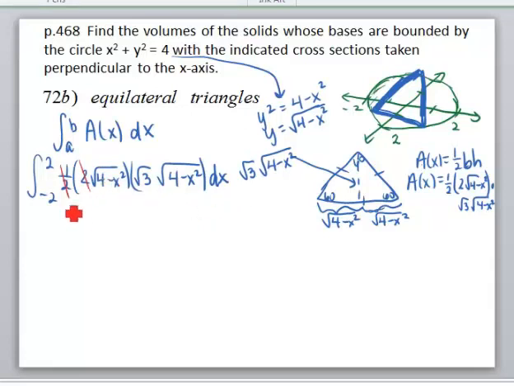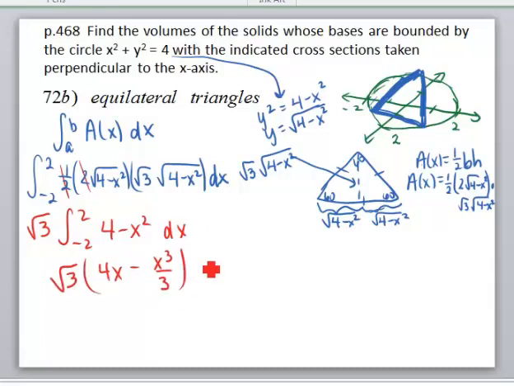The square root of 4 minus x squared times the square root of 4 minus x squared is just 4 minus x squared dx, and the square root of 3 can come out front. So now when I integrate, I get 4x minus x cubed over 3.